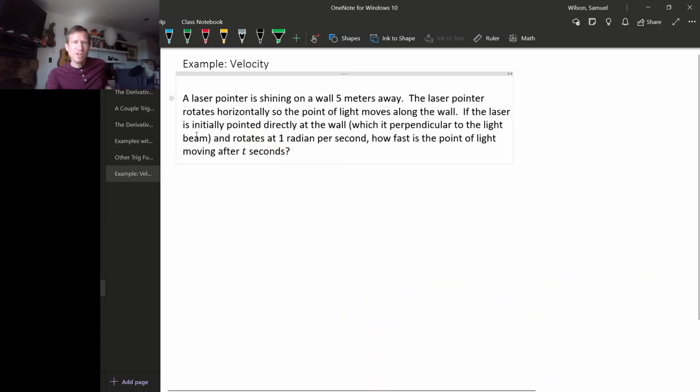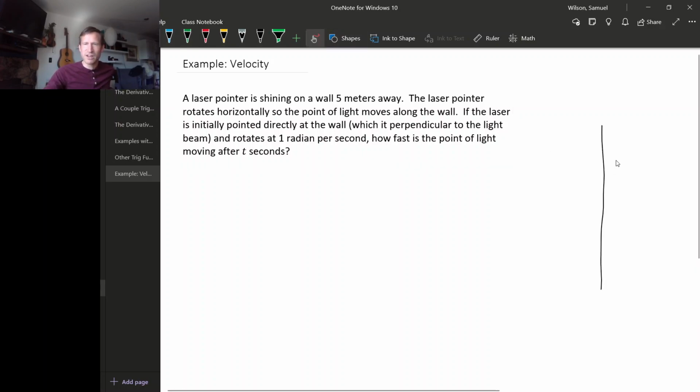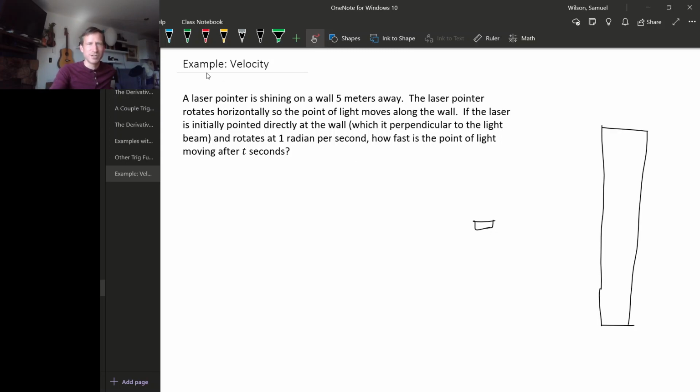So here's an example. Suppose we have a laser pointer shining at a wall that's 5 meters away, and the laser pointer rotates horizontally so that the point of light moves along the wall. So what I have in mind here is a bird's eye view. We're looking down from above. Here's the wall, and then there's a laser pointer here, which maybe is a red one.